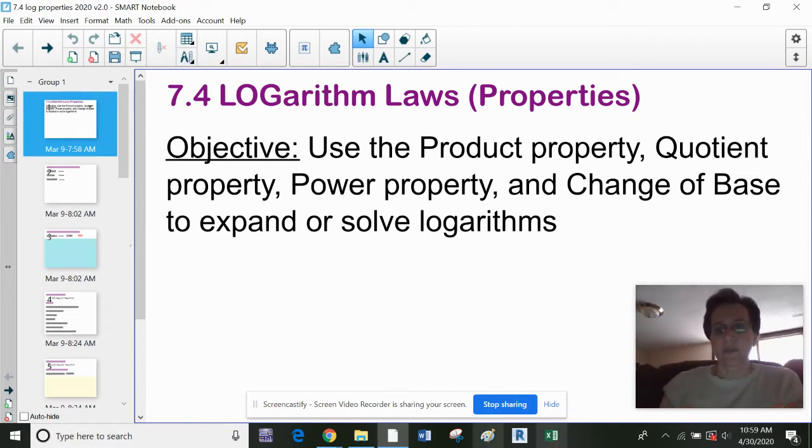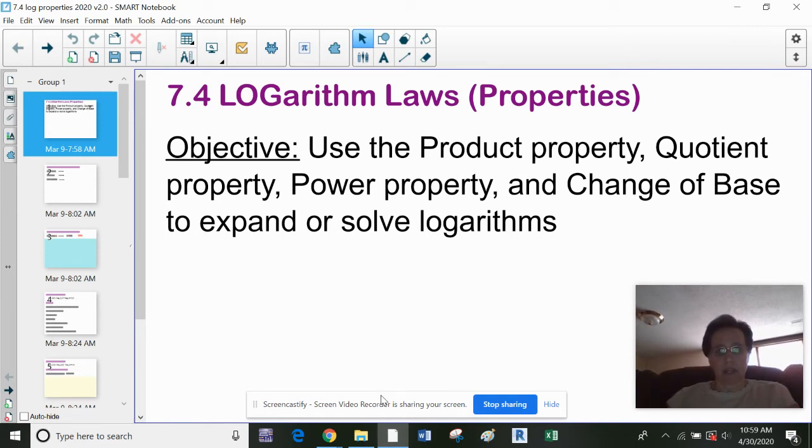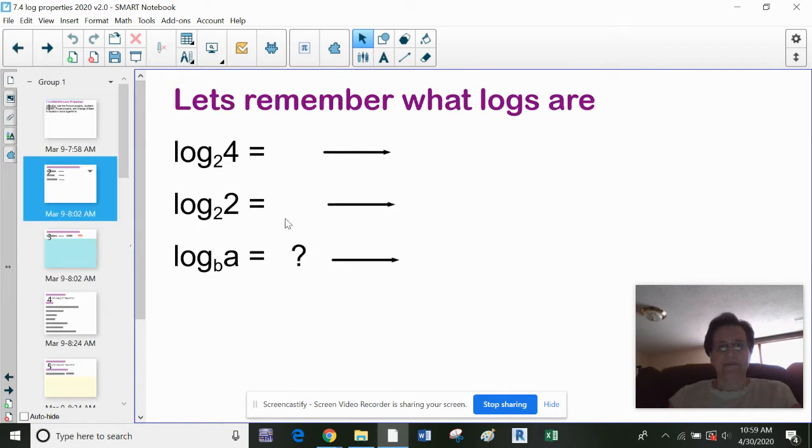We are going to do all of 7.4 today. So hang on to your hats. We usually take 2 days to do this. We're going to go through product property, quotient property, power property, and talk about change of base formula. And we're also going to talk about simplifying or expanding logarithms. Lots to do today. Let's get started.